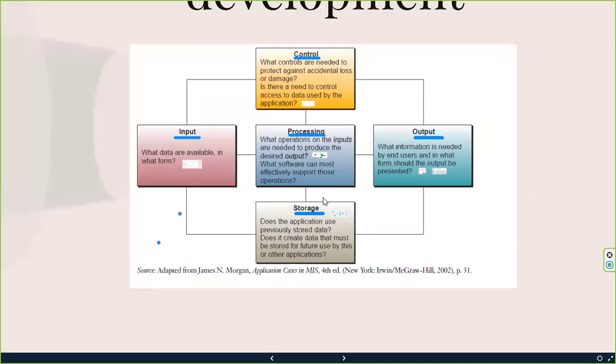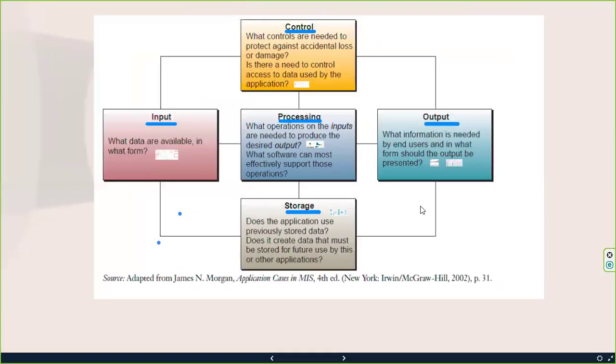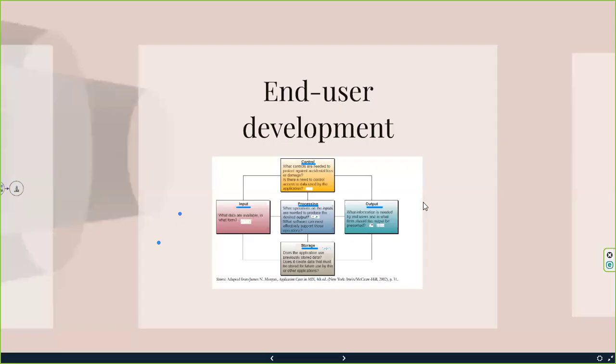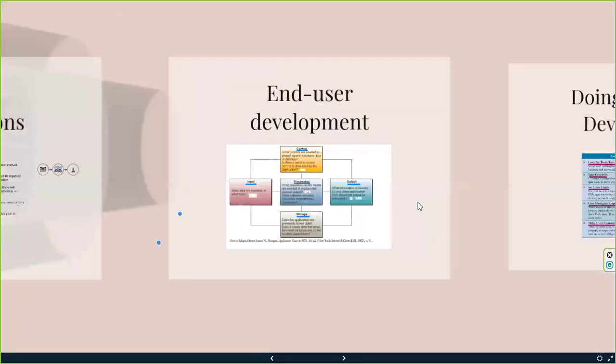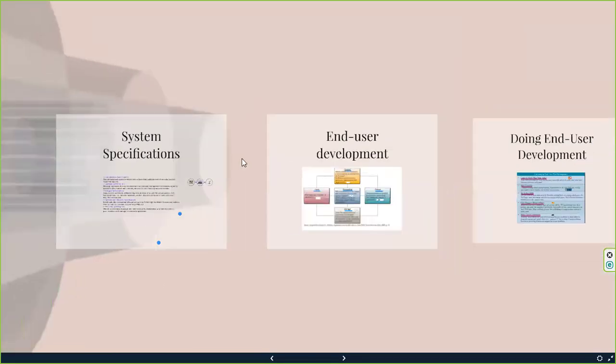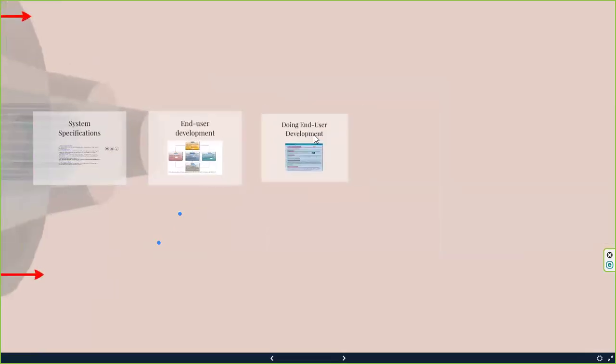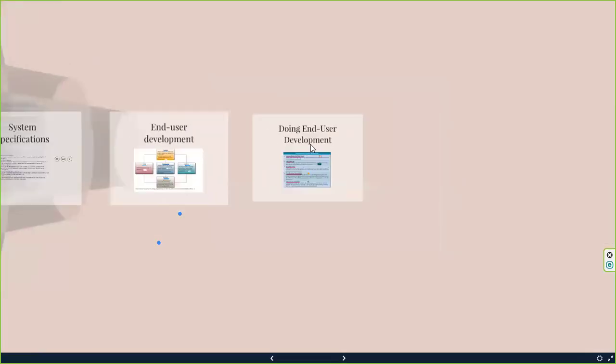Okay, is this okay with you? Hello? Any question, any confusion so far? No, sir. So this is all individual development. I think I already covered this thing.